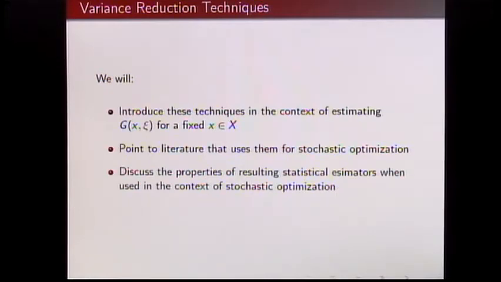And once we go through these techniques, then I'm going to talk about what happens to all the properties you have talked about when you do SAA, right, this bias, large deviations, exponential rates of convergence. What happens if we use these variance reduction techniques? So we're going to discuss them in a little bit more detail. So that's how it's going to go. Okay?